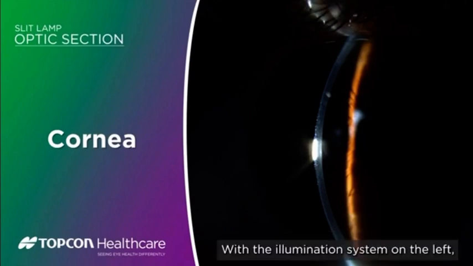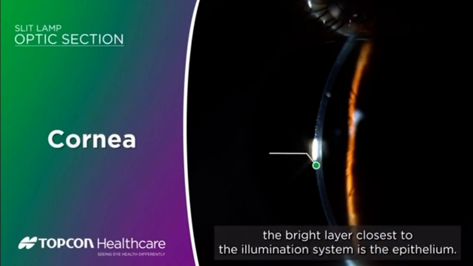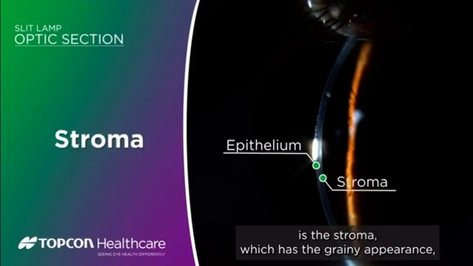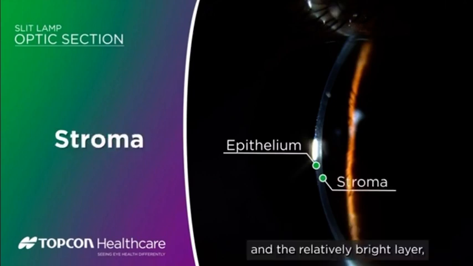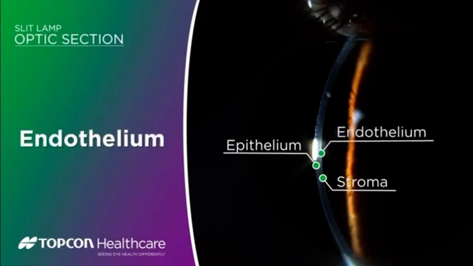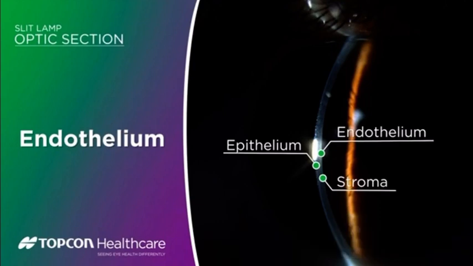With the illumination system on the left, as it is here, the bright layer closest to the illumination system is the epithelium. The majority of the cornea is the stroma, which has the grainy appearance, and the relatively bright layer on the back of the cornea is the endothelium. Note that Bowman's and Descemet's membranes are not visible.